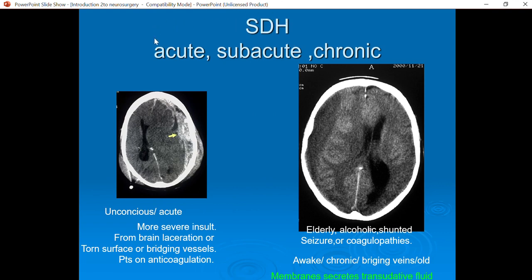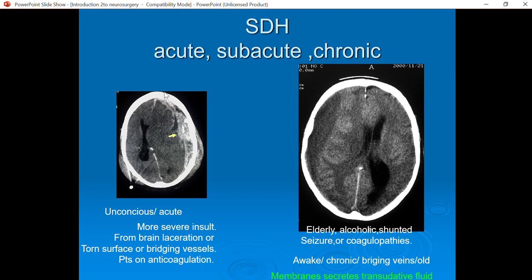Just remember the acute and the chronic entity. Acute means the blood is seen within the first few days up to a week, while chronic, the blood is seen after 2 weeks. In the first few days, the blood is acute and seen hyperdense on the CT scan, while after 2 weeks, it's lysed and seen as hypodense on the CT scan.